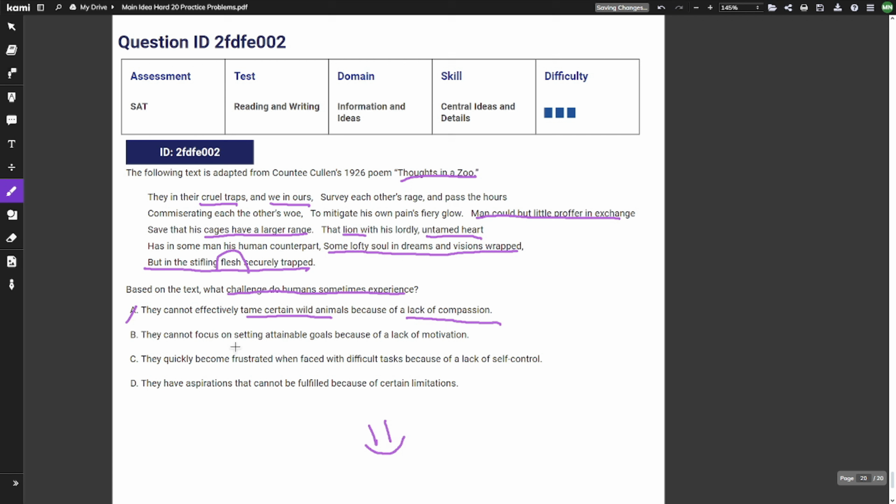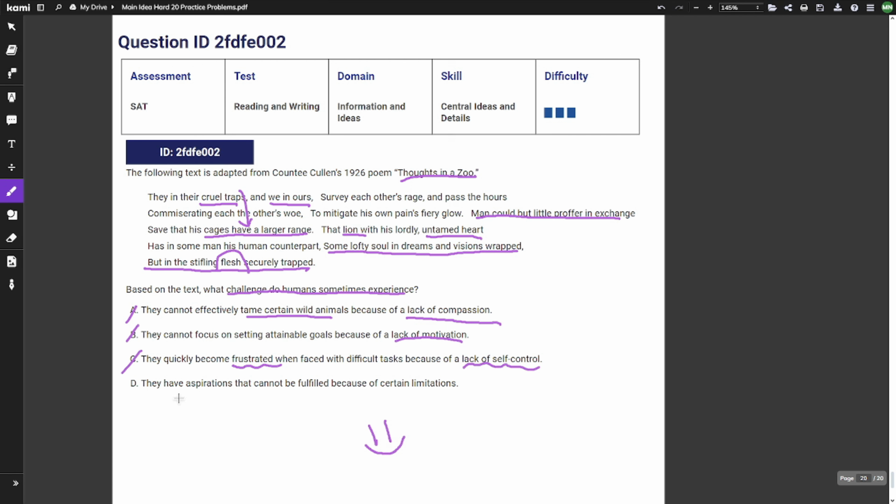And then B, they cannot focus on setting attainable goals because of a lack of motivation. No, it never mentions how we have a lack of motivation. It just says that we're stuck in a cage. So it's not gonna be B. C. They quickly become frustrated when faced with difficult tasks because of a lack of self-control. Alright, none of this talks about us getting frustrated or any lack of self-control. So it's not gonna be C.